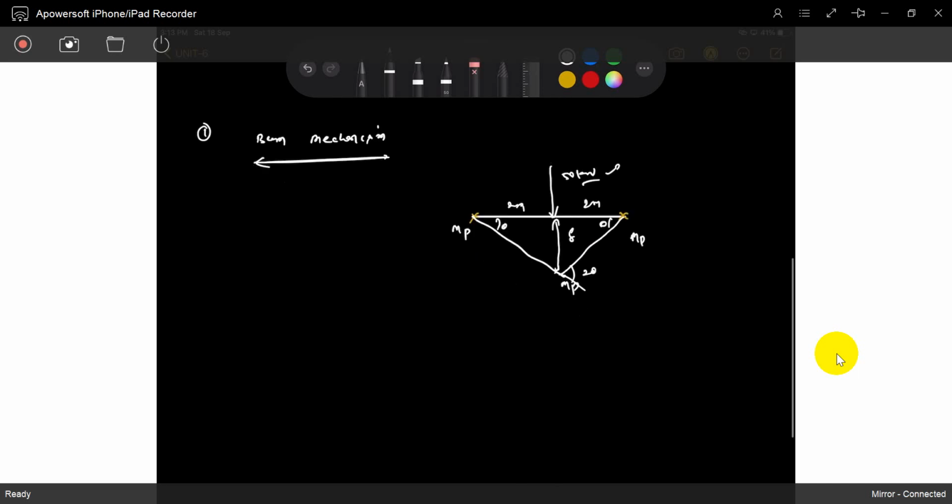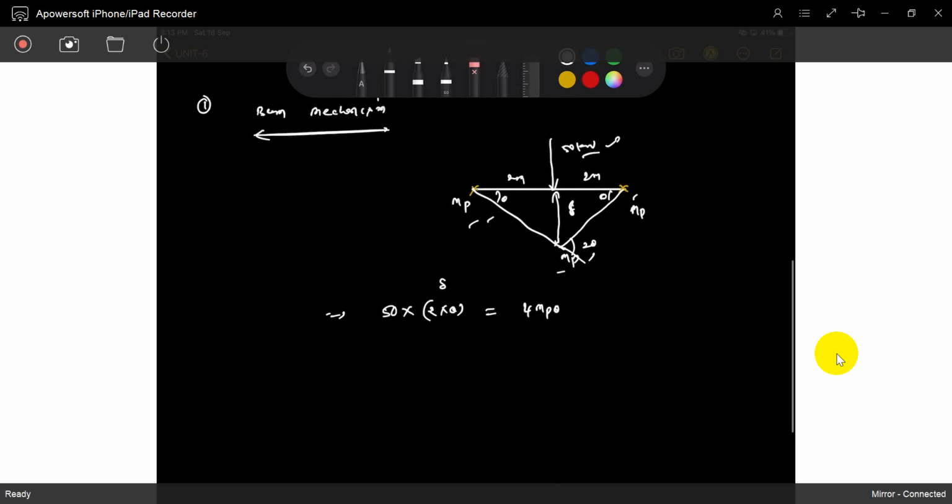So write down external work done: 50 into 2 theta, which is delta, is equal to the internal work, 4 MP theta, because it's 2 theta and theta. Theta and theta cancel, divide by 4, and MP is 25. That is one thing.